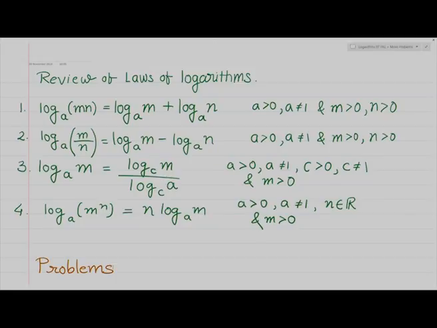The next law is the quotient law, which says that if you have a division of two numbers and take log of those numbers to the base a, it converts into a subtraction: log to the base a of m by n is equal to log to the base a of m minus log to the base a of n. This is called the quotient law or division law, or it can be written as the subtraction rule. Similarly, the first rule is called the addition rule or multiplication law.